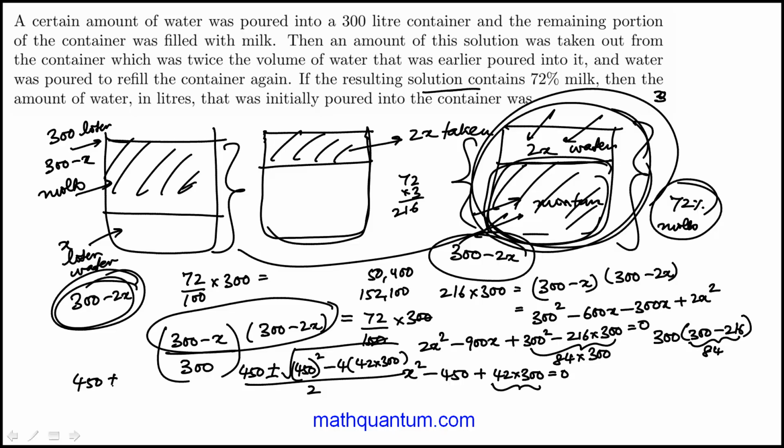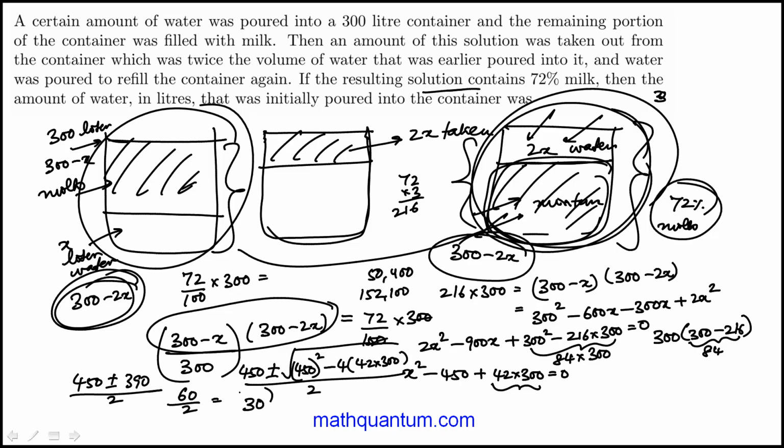So I get 450 plus or minus 390 over 2. Can't be plus, because then our volume would exceed 300, because the water x has to be less than 300. So 450 minus 390, that's 60, divided by 2. So the answer is 30. And I assigned x as what we needed, which was the amount of water in liters that was initially poured. So the answer is 30.